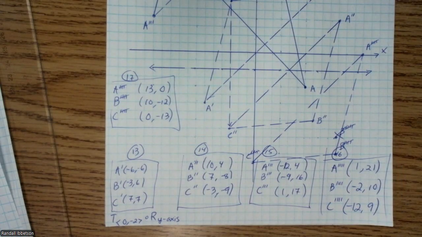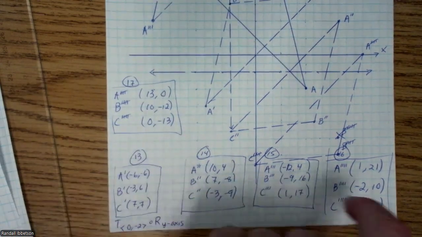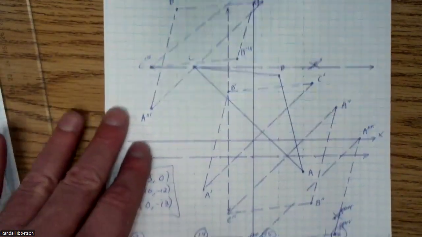So here are all the answer ordered pairs, 13, 14, 15, 16, and 17. Your paper should look just like this.